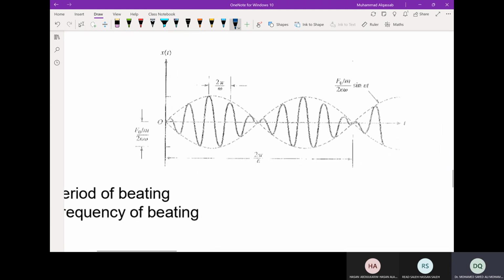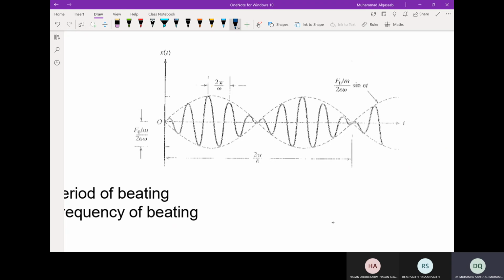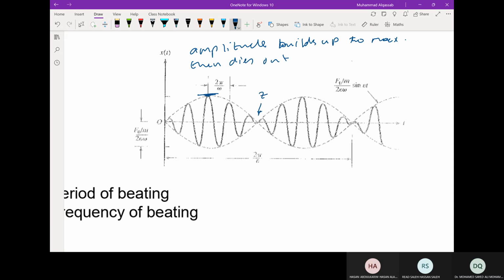This is a typical response. The amplitude is building up to a maximum, then dies out and becomes 0, and then starts building up to a maximum again, then dies out to 0 and keeps cycling this way.